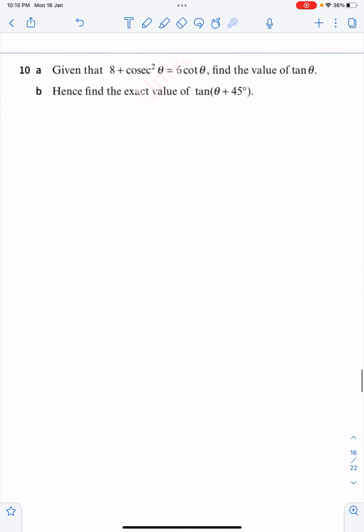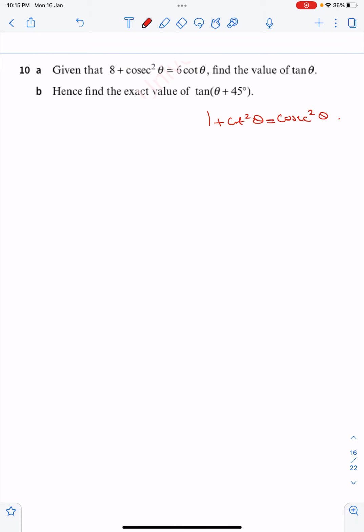Question number 10 now. Given that 8 plus cosec square theta equals this, find the value of tan of theta, the first part. Okay, so I can apply the second identity, which I know is, I am writing it down here, 1 plus cot square theta equals cosec square theta. In place of cosec square theta, I am going to plug in 1 plus cot square theta, so that the whole equation is now in terms of cot square theta.